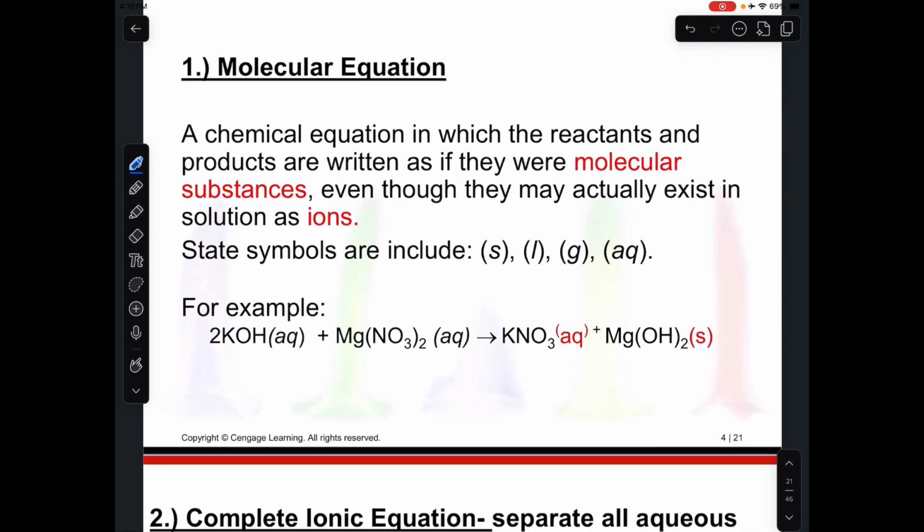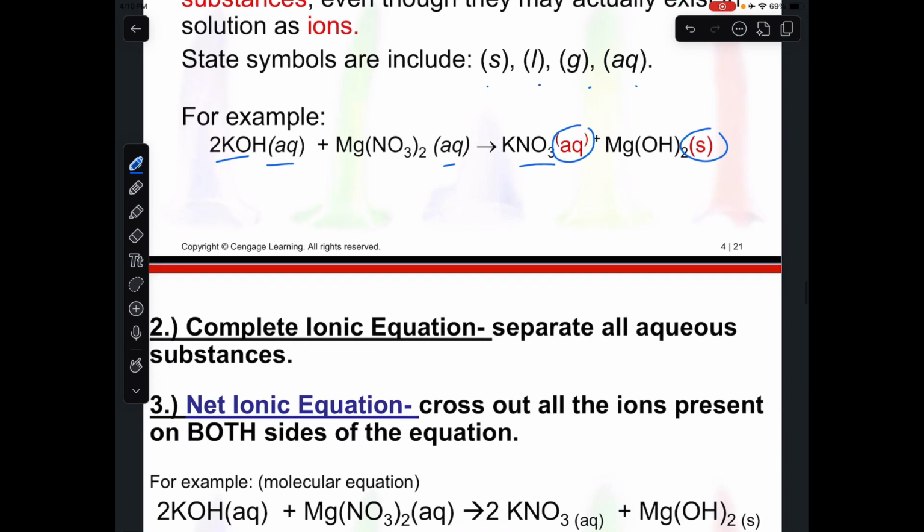So the first equation is called a molecular equation, and this is when we have everything written. We have the reactants, we have the products, and we also have the phases written for our products. And we want to make sure everything has our phases. Nothing is separated, it's just a full reaction.